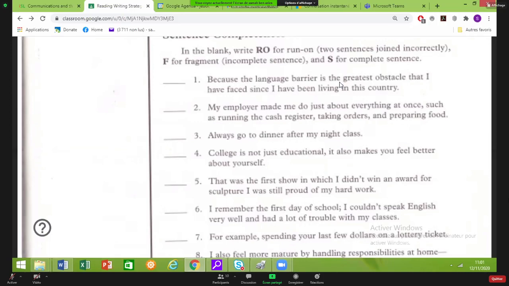So this is a run-on. College, how can we fix it? Yes, we add a comma maybe before it. Here there is a comma you can put here. For example, you can put a semicolon, or you can just put a full stop and you start a new sentence. It also makes you feel better about yourself because this is a new idea. You understand? Yeah, it's a new sentence. So if it's a new sentence, we put a full stop and start a new sentence. Good. Number 5.